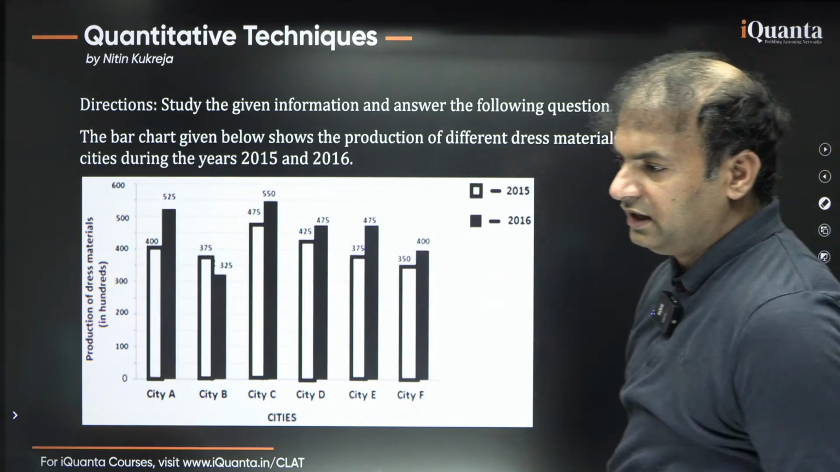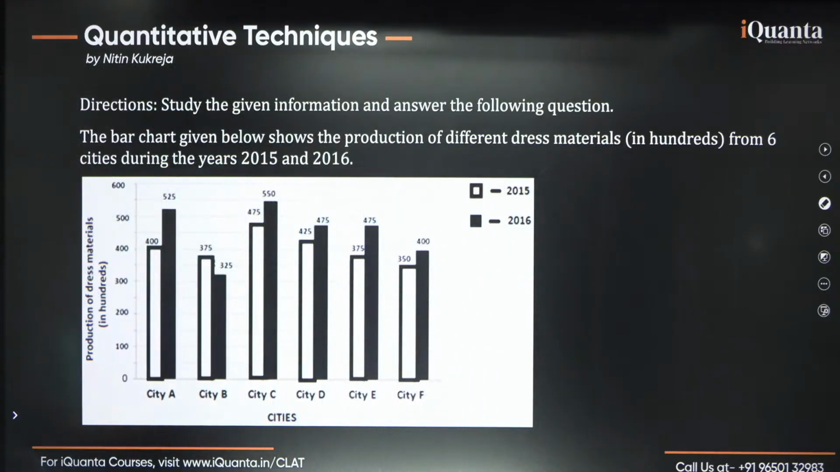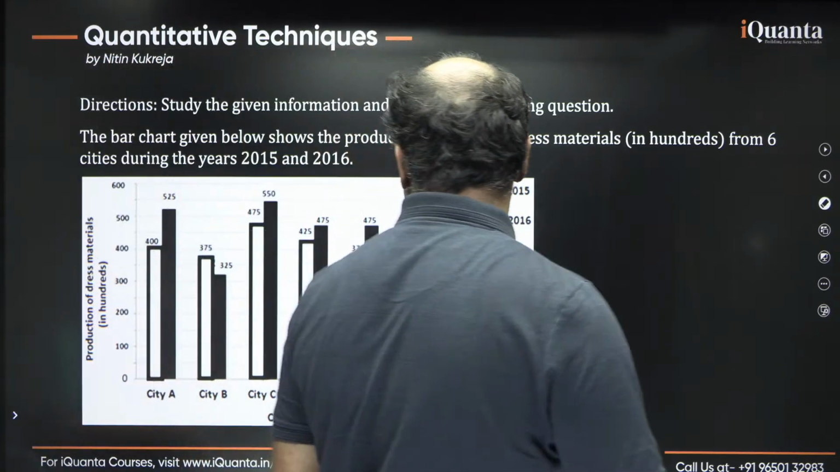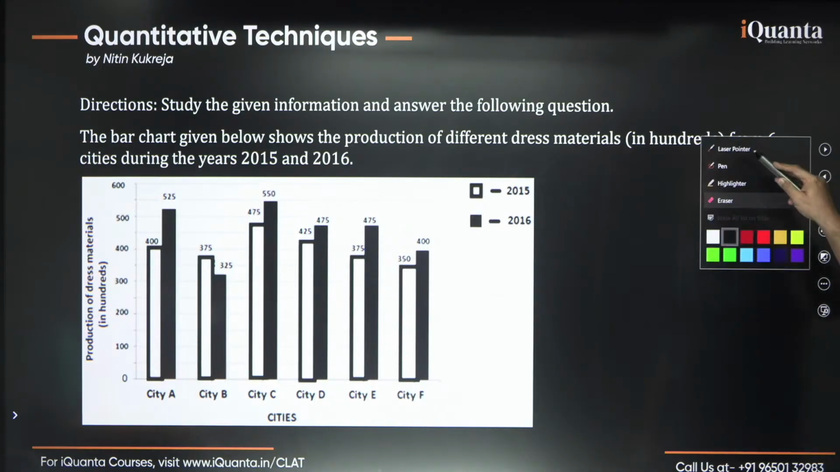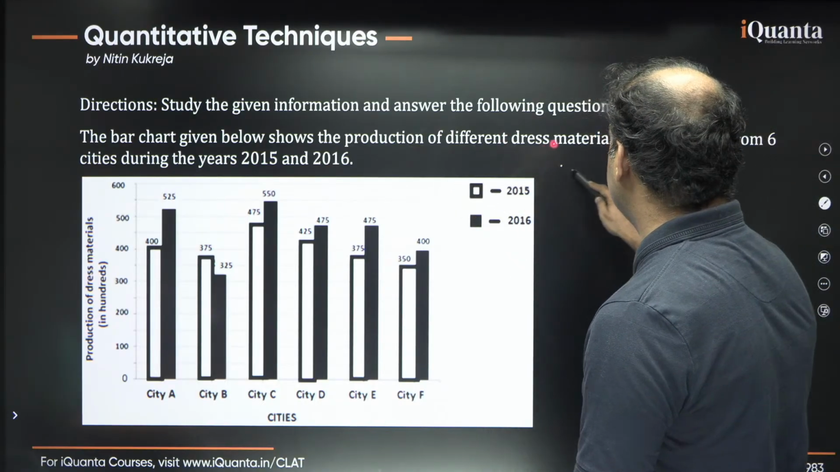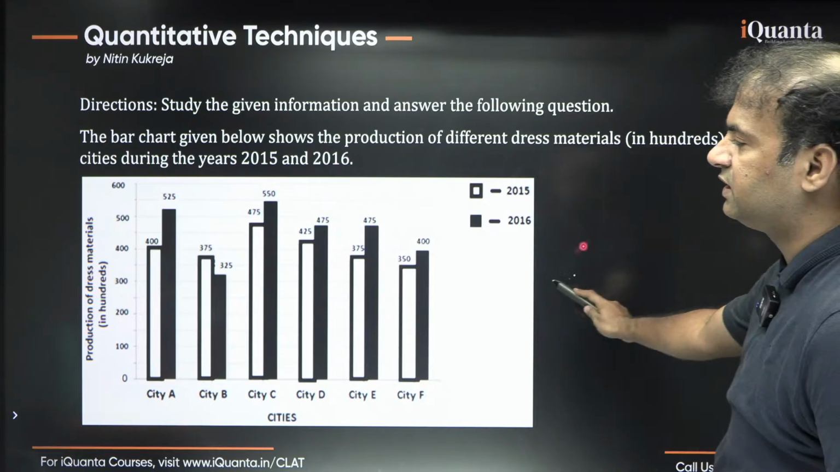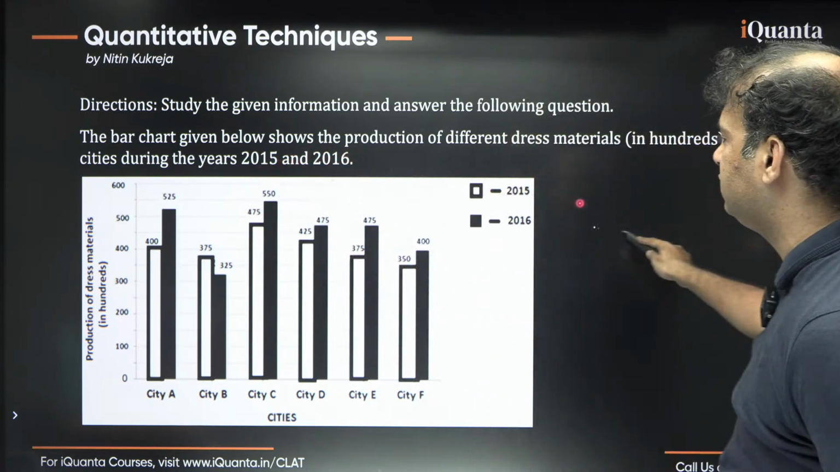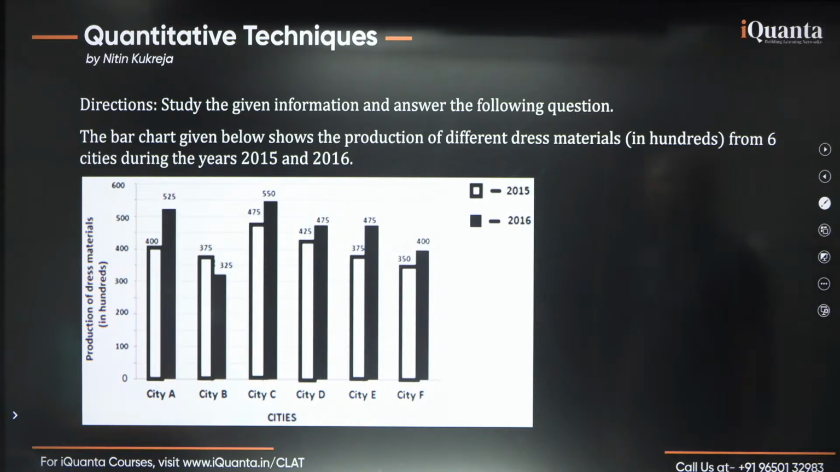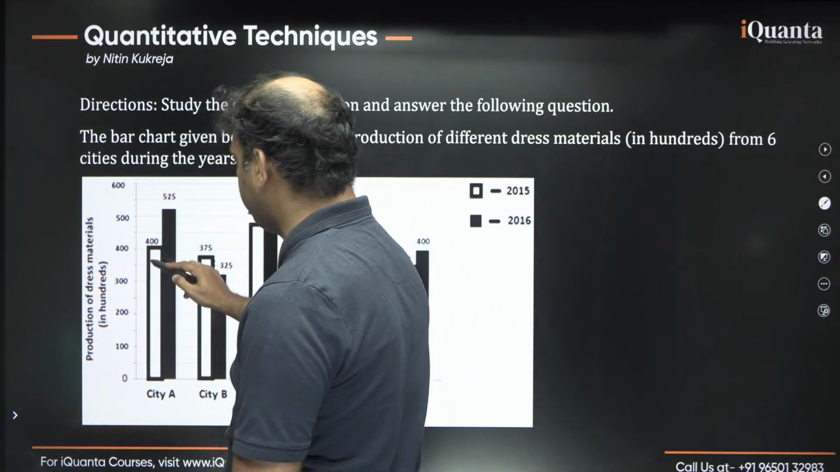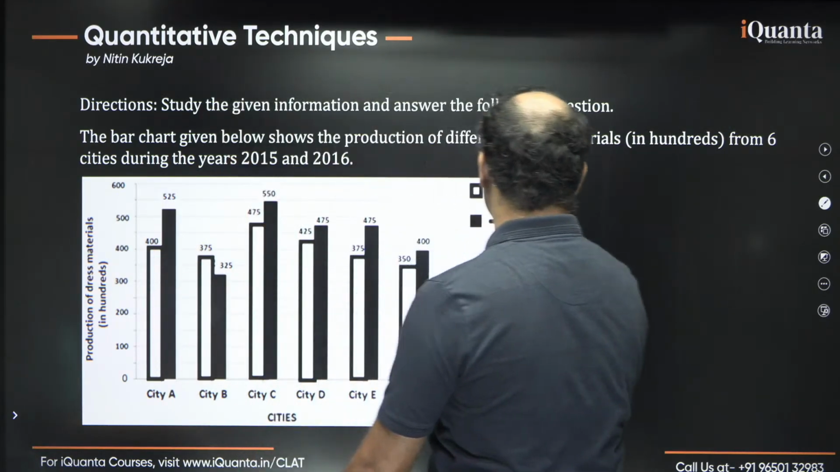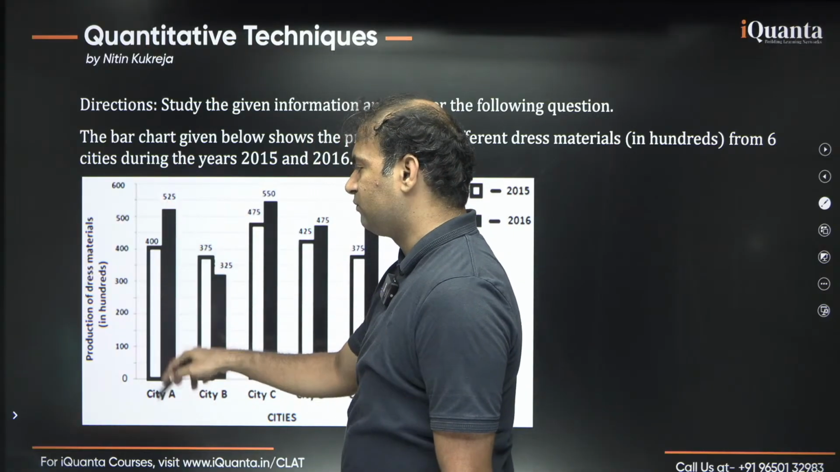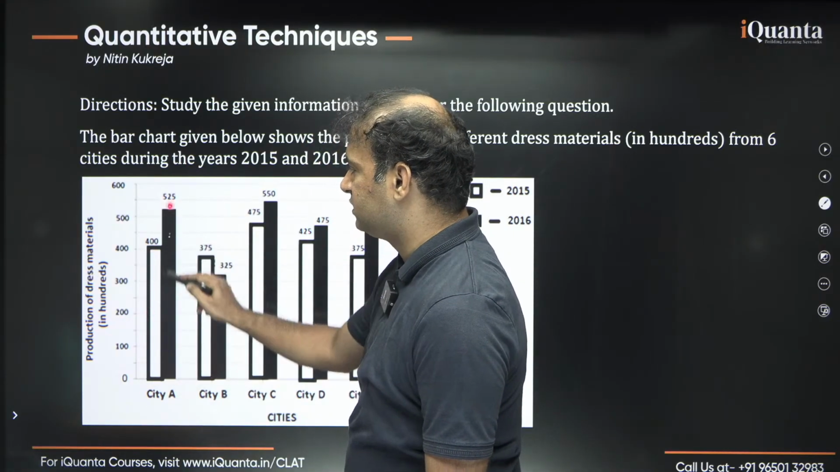Now, moving to the next set, that is about the bar graph. Let's see what it says. It says that the bar chart given below shows a production of different dress materials in hundreds from 6 cities during the years 2015 and 16. So we have 2 years, 15 and 16, in the bar graph. White, the lighter one, is 15, and black, the shaded one, is 16.